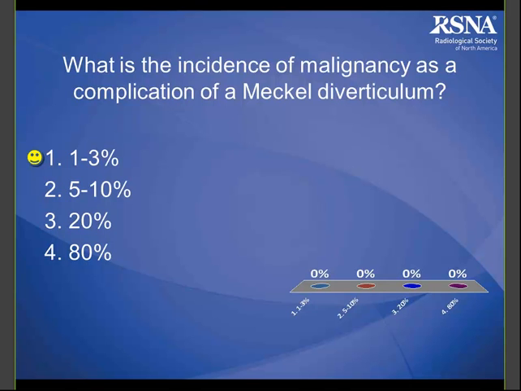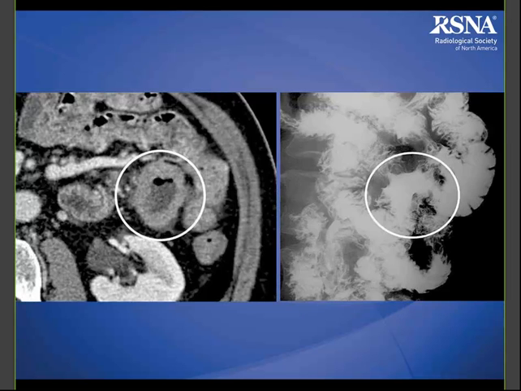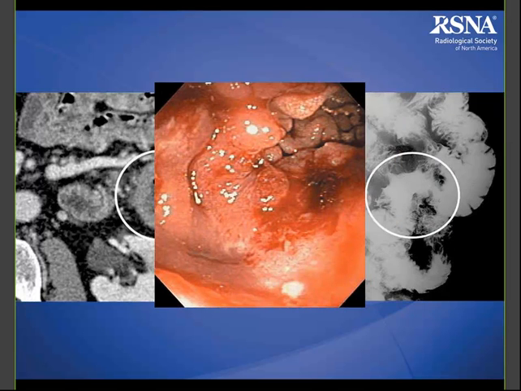And if you thought 1 to 3%, at least a low incidence, then you're correct. Here's just an example of a lot of wall thickening that you can see, and some angular and slightly spiculated margins of the bowel. Not a lot of upstream obstruction that this lesion is causing. And on endoscopy, it's kind of ulcerating and really abnormal wall there. And so this is just a jejunal adenocarcinoma.